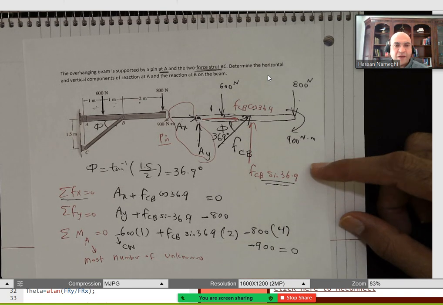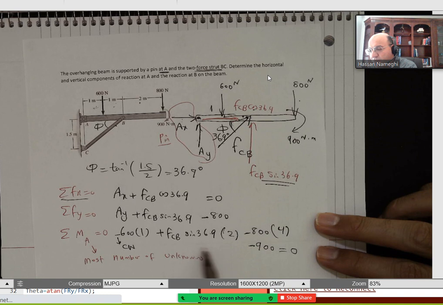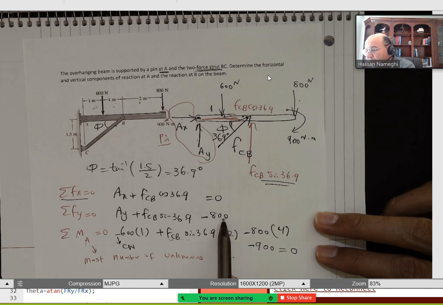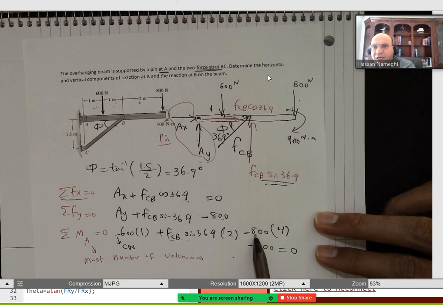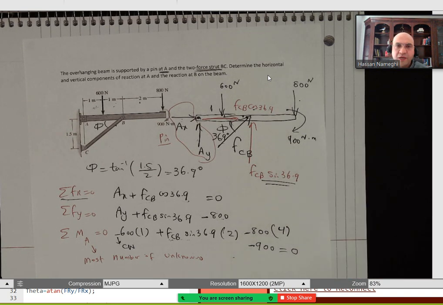Now, in order to solve these three unknowns with three equations, the easiest way is to start from this equation and solve for FCB. Once I find FCB, I can put it in this equation to find AY, and put it in this equation to find AX. So to do that, you can continue with the rest of the calculation.